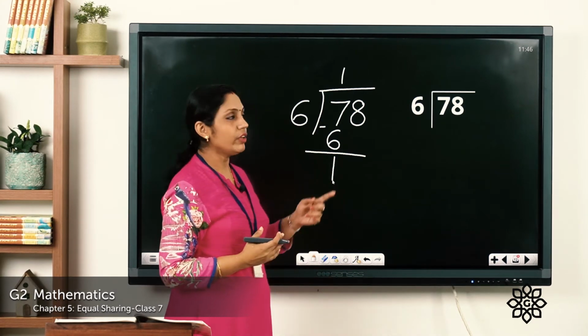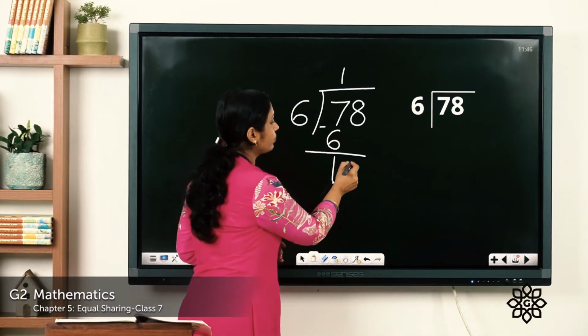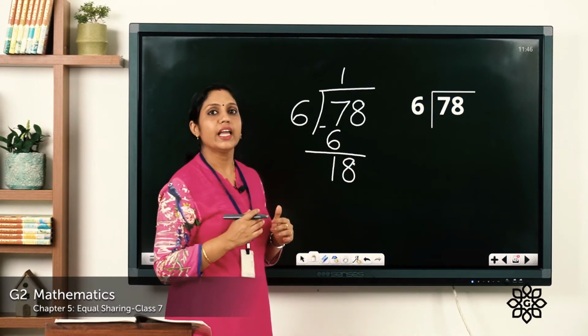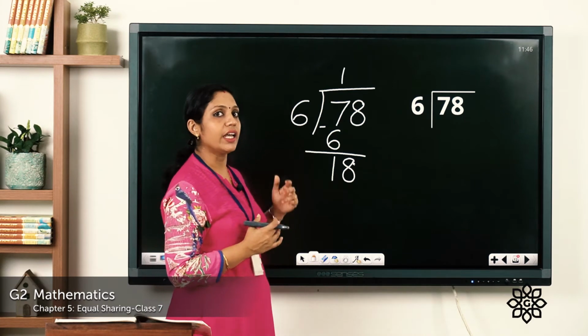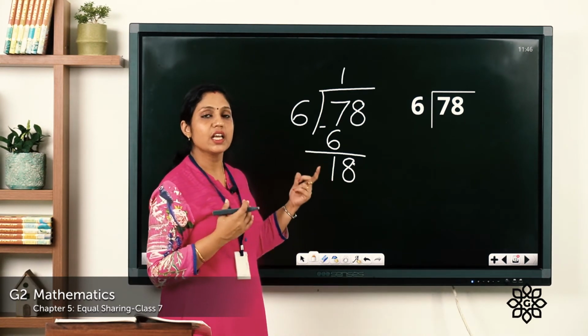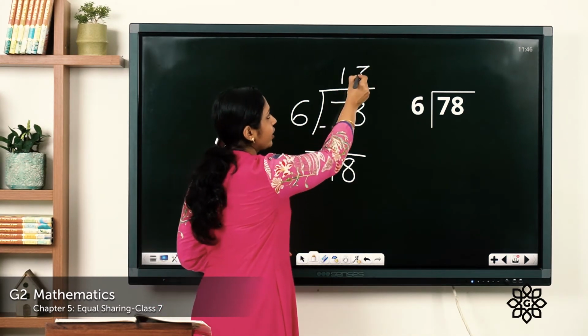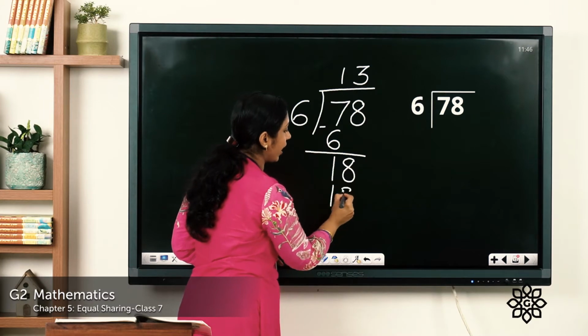Now what do we have to do? We need to bring the next number down. So here we have 8, bring it down. And now we have got 18. So now let's check in the 6 table how many times it is 18. So 6 ones are 6, 6 twos are 12, 6 threes are 18. So 6 threes are 18: 3 on top and 18 right below.